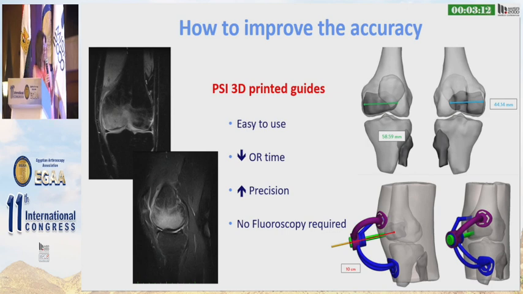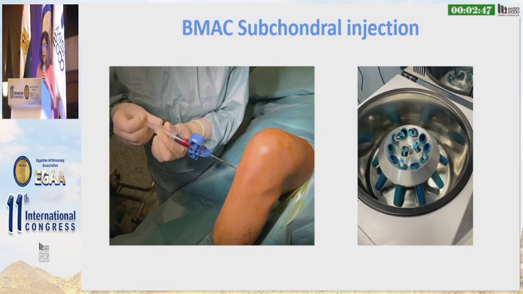What do I do to improve the accuracy when I use the subchondroplasty? I chose a pretty big lesion in this case, but it's the same. If I look at the X-ray it is completely normal actually in this patient. So what I do is an MRI first, and then I reconstruct the MRI three-dimensionally, and I print basically some PSI guide that allows me to arrive with my needle into the center of the lesion and to inject my BMAC, my bone marrow aspirate.